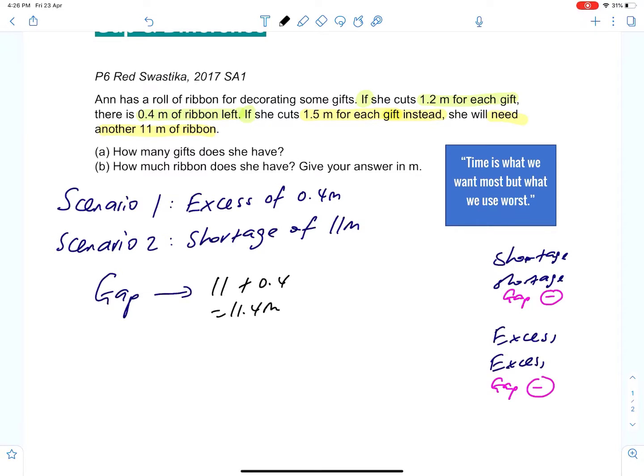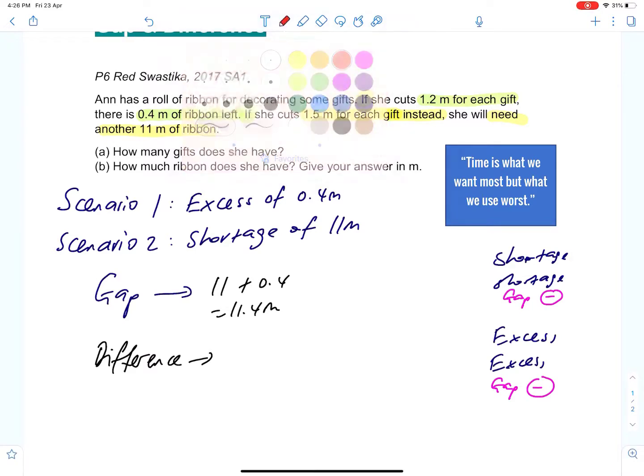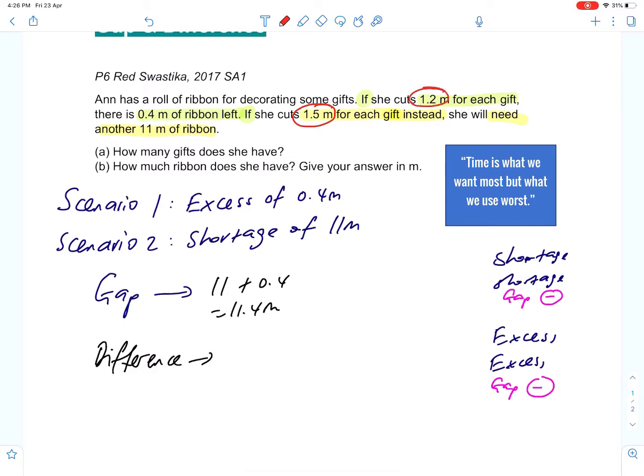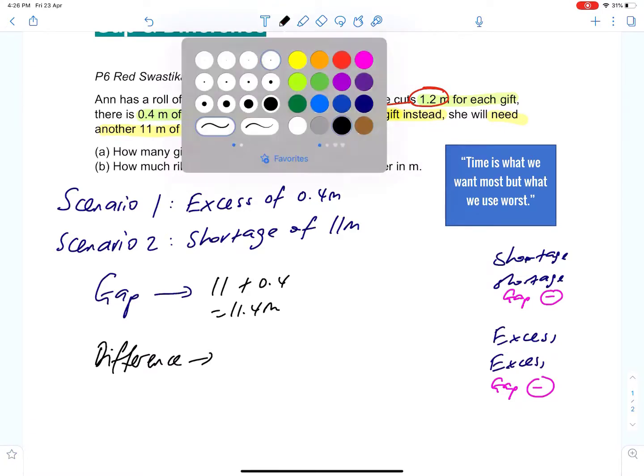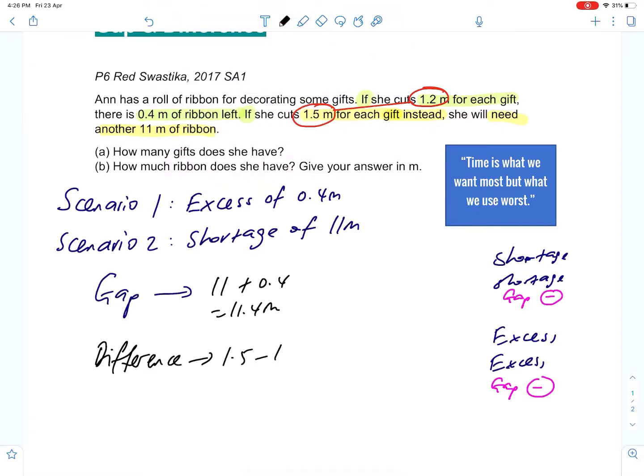The gap is 11.4 meters. The difference, my friends, is what is happening in both the scenarios. In both the scenarios, one of it, you are cutting 1.5 meters, another one is 1.2. So the difference is very simple. You always subtract these two values. So it's going to be 1.5 take away 1.2, and you'll get 0.3 meters.